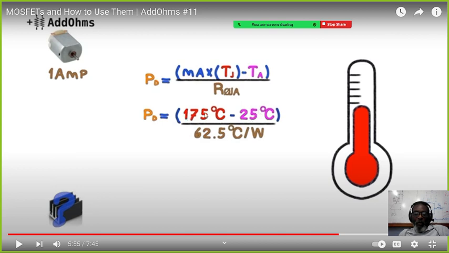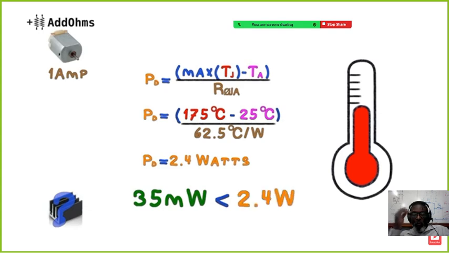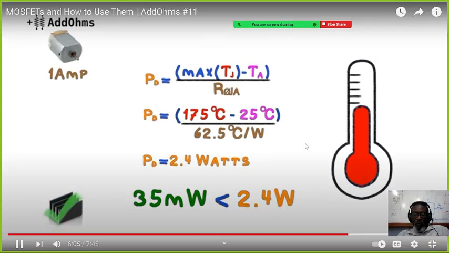When I talk about ambient temperature, it is room temperature, 25 degrees Celsius. The 175 degrees Celsius comes from the data sheet, and the 62.5 comes from the data sheet as well. This gives a maximum dissipation of 2.4 watts. In our example, we are only dissipating 35 milliwatts, so we're safe to operate without a heatsink.